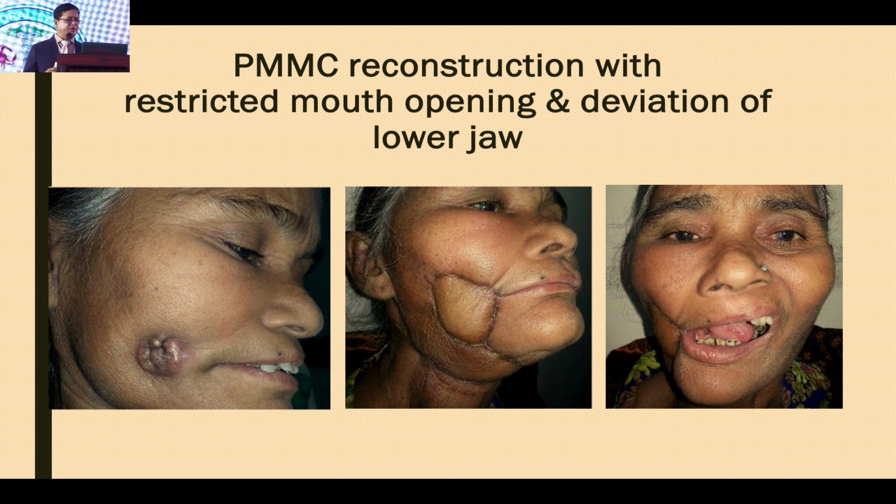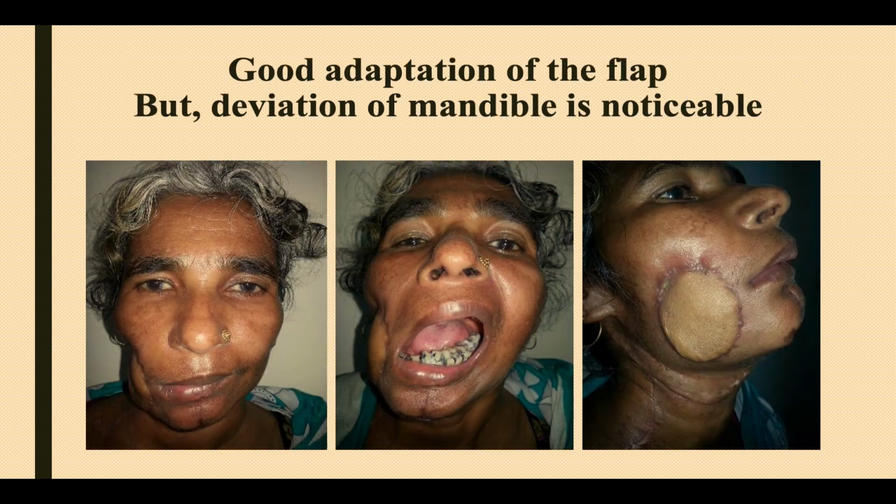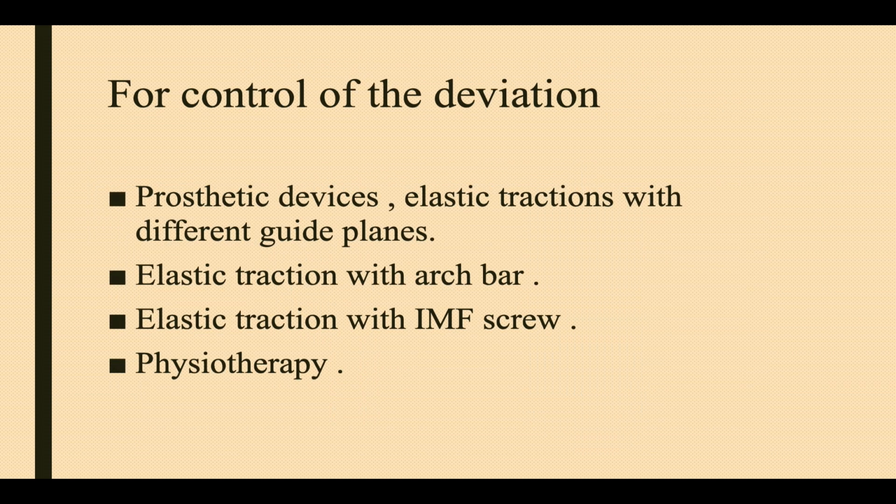After surgery this patient was reconstructed with a PMMC flap, and there is also deviation of the mandible and restricted mouth opening. Here also the deviation is remarkable in this case of partial mandibulectomy on the left side. Although tissue adaptation is good and reconstruction is good, the deviation of the mandible is noticeable in this patient.